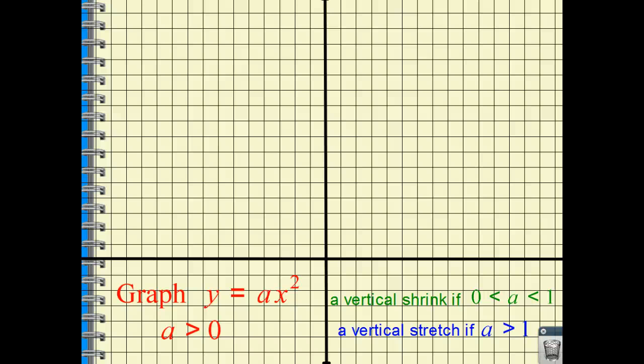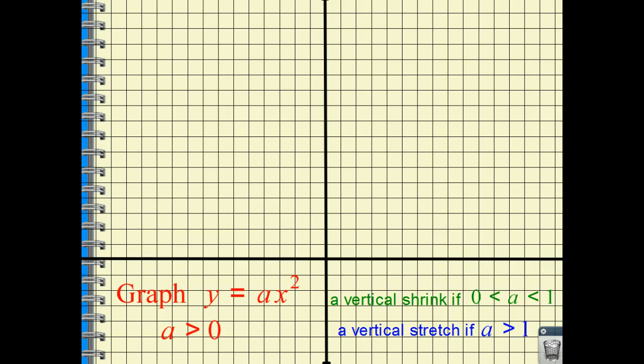In this particular example, we are only going to deal with a coefficient that is greater than 0. All right, what are all of the numbers that are greater than 0? Well, we have fractions, and we have whole numbers, and we have mixed numbers. As long as they are greater than 0, they are going to fall into one of these two categories over here on the right.